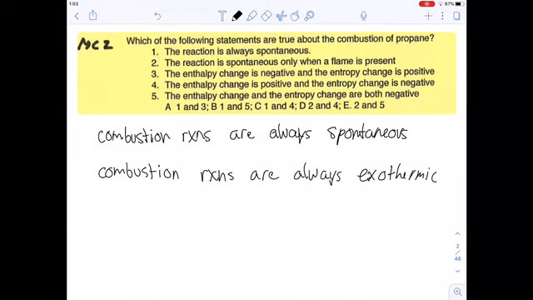So that means we can eliminate number 2 because it says the reaction is spontaneous only when a flame is present. You don't need a flame present to do combustion. So 2 eliminated. And you know 1 has to be in the answer. So you could eliminate D and E.